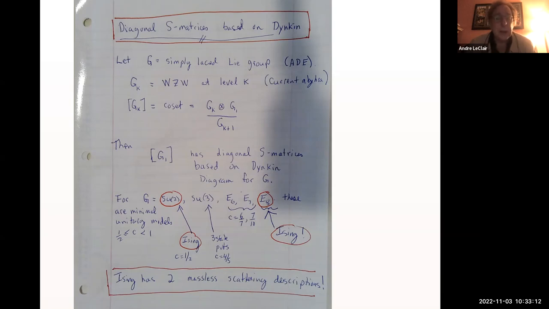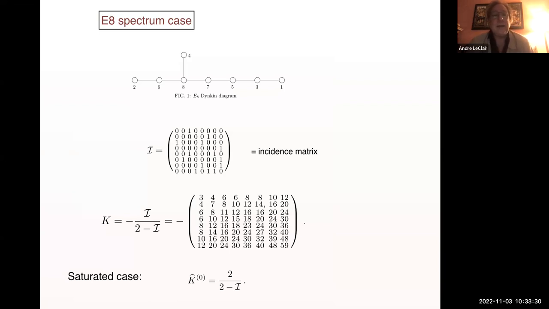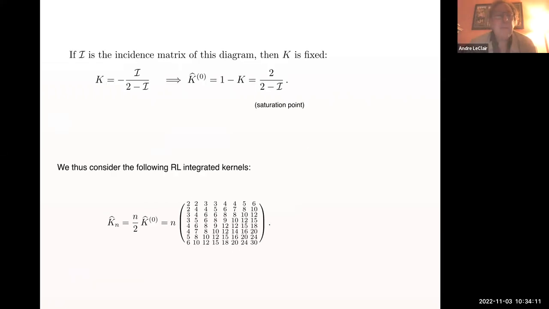I told you already that Ising has two massless scattering descriptions. The other one involves an interacting theory of particles with masses related to E8. So let's look at the E8 case. It turns out the S matrices are very closely related to the E8 Dynkin diagram. If I label the nodes of the E8 Dynkin diagram this way, then this is the incidence matrix, I. The matrix that determines the conformal field theory has this simple expression, minus I over 2 minus I. So you have a matrix of integers. To get the maximum central charge, remember it is 1 minus k, so that's just 2 over 2 minus I. And that gives you this matrix here at the bottom for n equals 1.